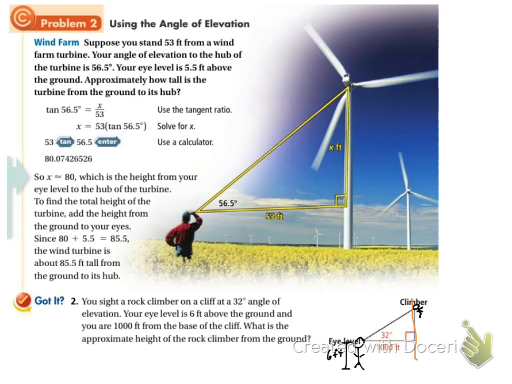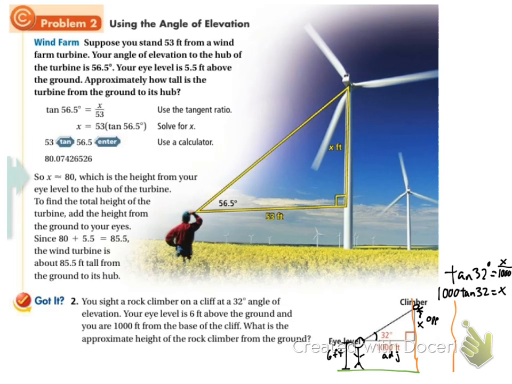So here's your cliff, right? This guy is on the cliff, and you're on the ground from it. So we're going to look at this triangle. We're trying to find this side. If we were looking at this angle, this is our adjacent side, and this is our opposite side. So we're going to use tangent. So the tangent of 32 degrees is equal to opposite over adjacent, so x over 1,000. So I need to multiply both sides by 1,000. So I get 1,000 tangent 32 is equal to x.